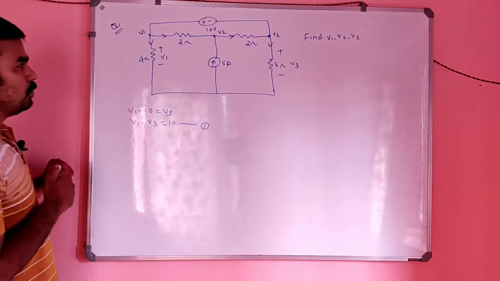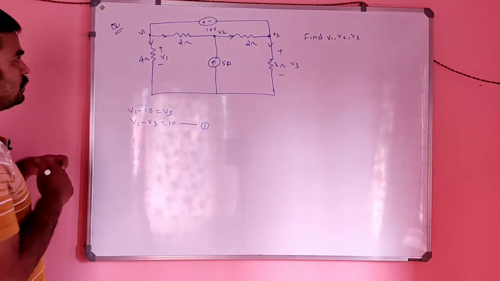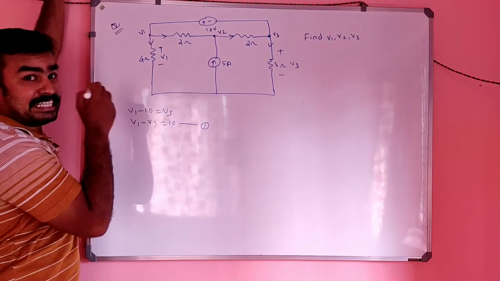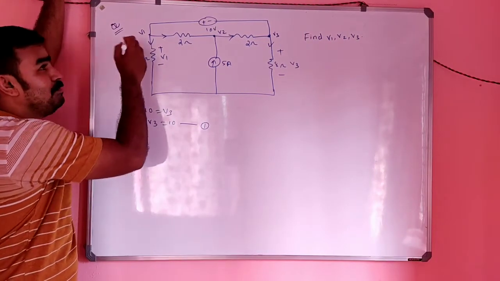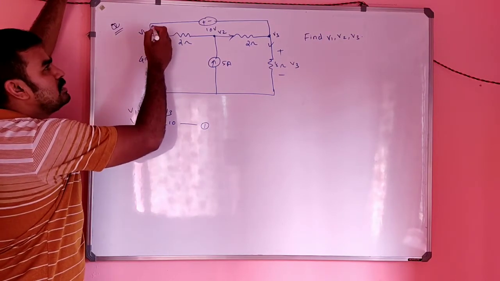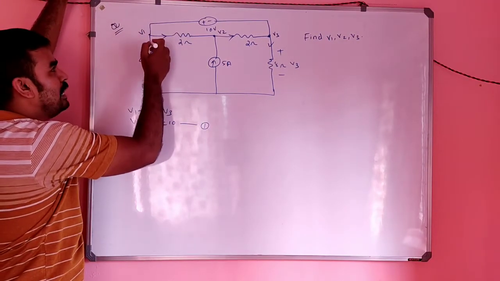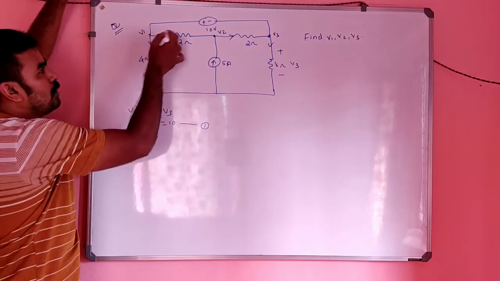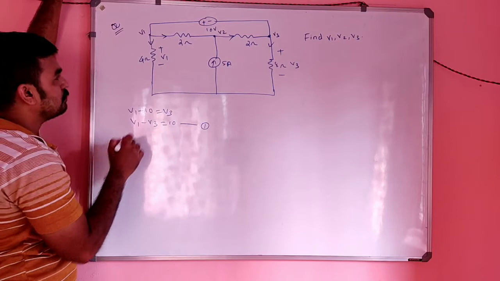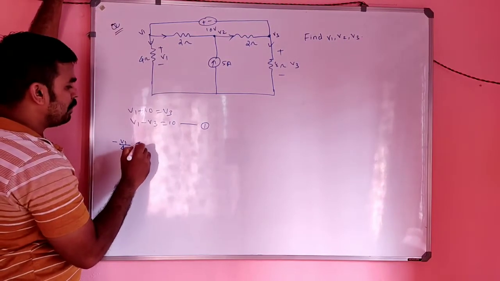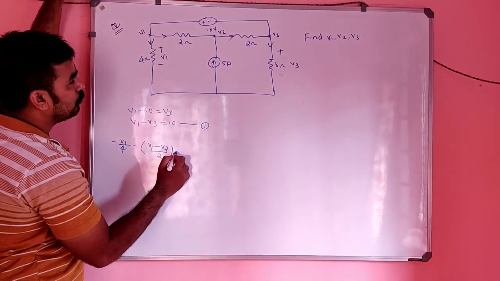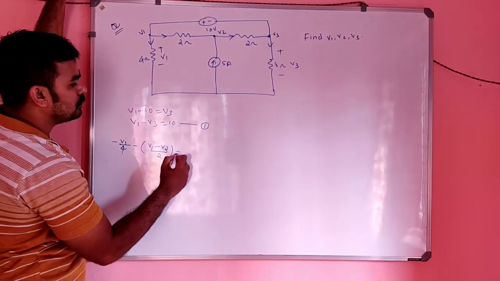So how can I write the equation? Let's see. Consider the terminal V1. There are 2 branches, and you need not consider this branch. Both are outgoing currents. So I can write: minus V1 by 4, minus of V1 minus V2 by 2, equal to 0.